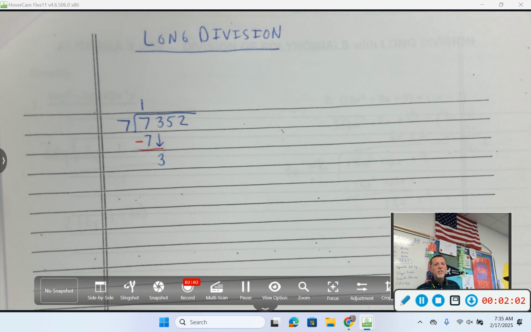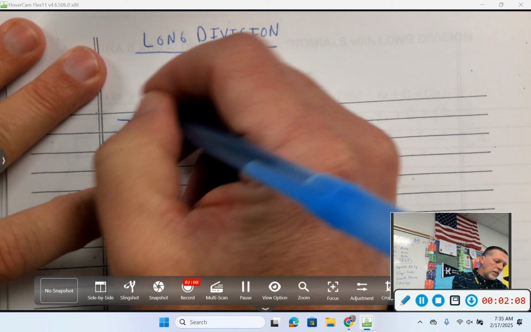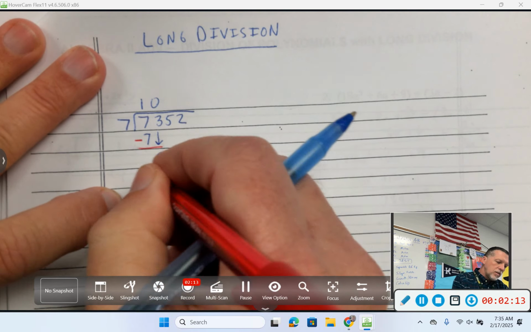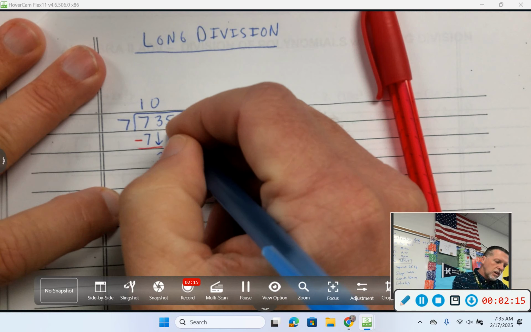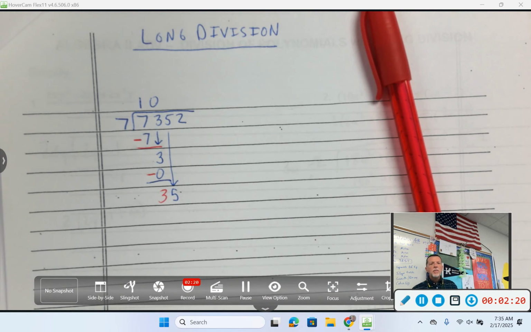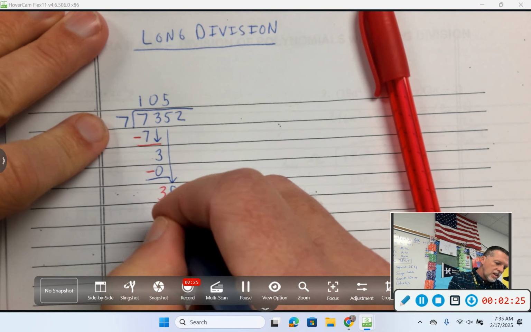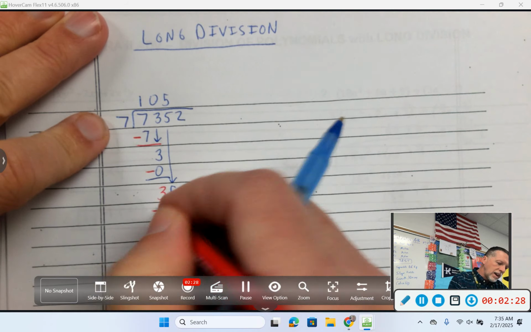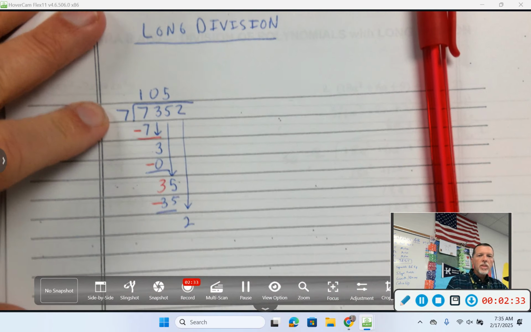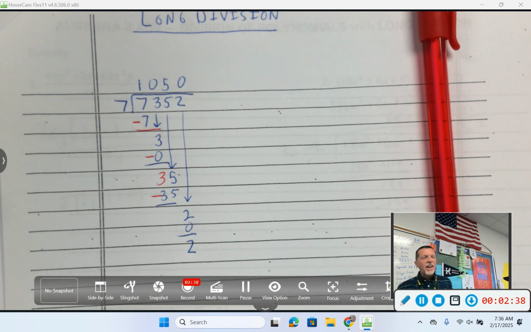How many times does 7 go into 3? 0. It's a little overkill here. And then repeat. 0 times 7 is 0. Subtract, we get 3. Bring down the 5. How many times does 7 go into 35? 5. And then subtract again. Bring down the 2. 0 times 7 is 0. Okay, now, Jack, ask your question.